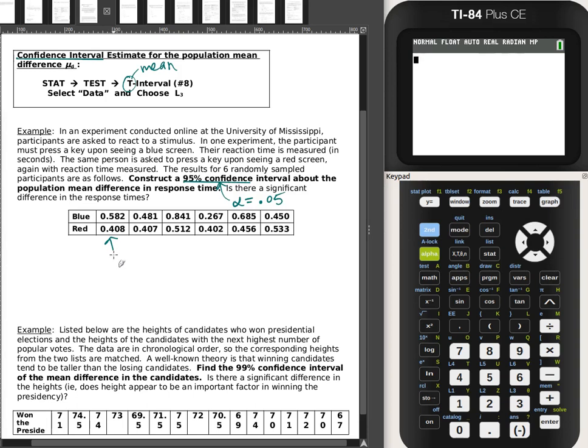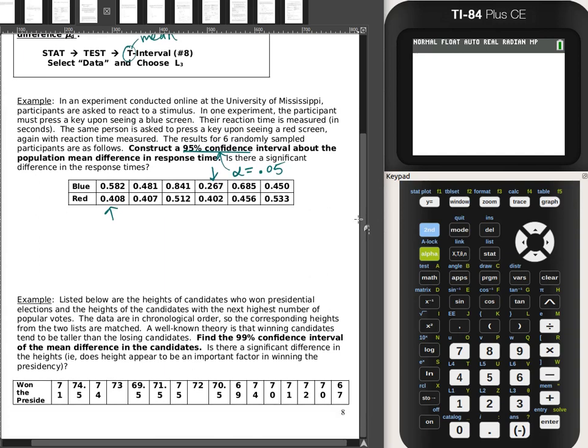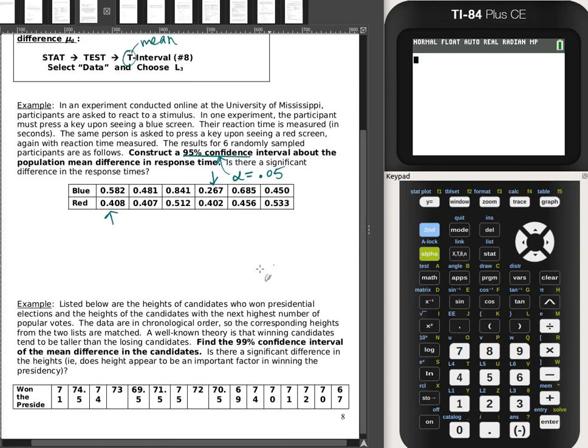So this is the same person being matched against themselves, so that their response time is measured only against their own response time, because apparently this person reacts really fast to the blue one. We don't want to compare their blue reaction against somebody else's red reaction. That wouldn't really make sense. So we're trying to find out, for an individual, does it matter whether the screen goes blue or red, to see what's going to be a faster reaction time.